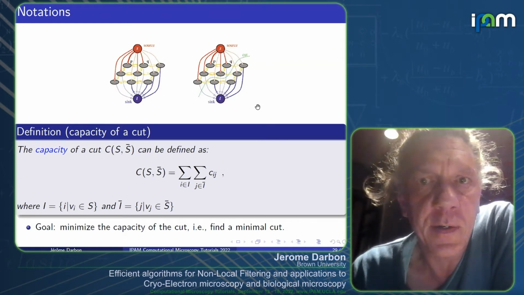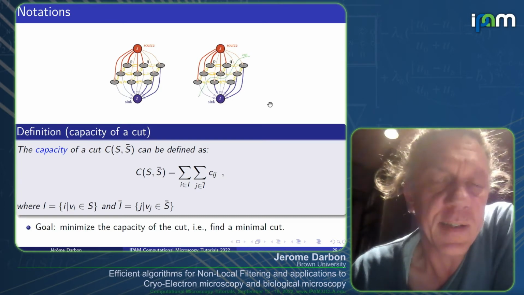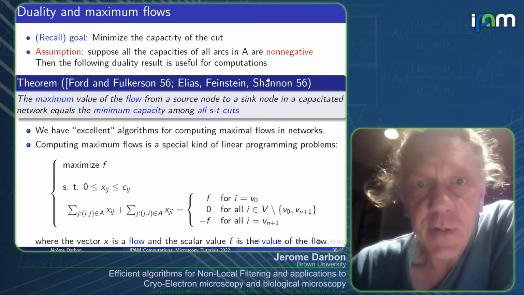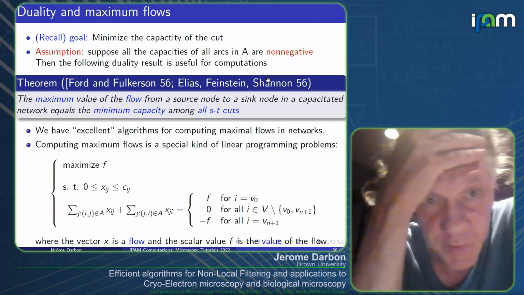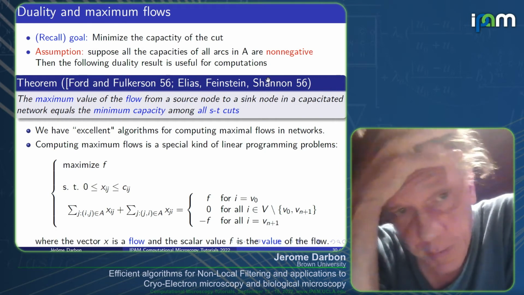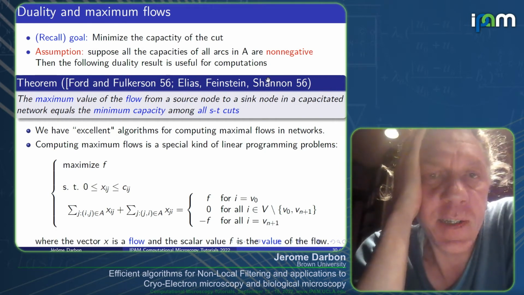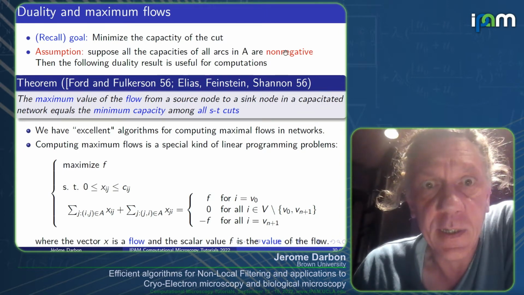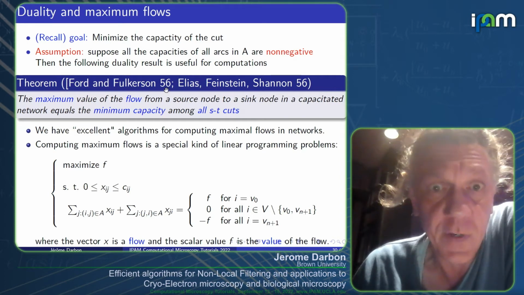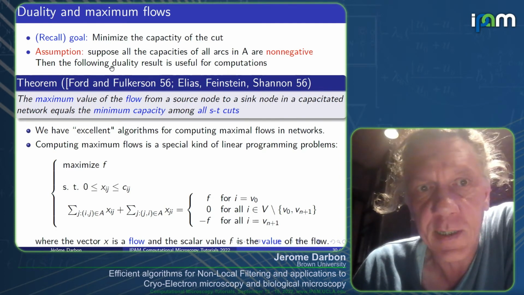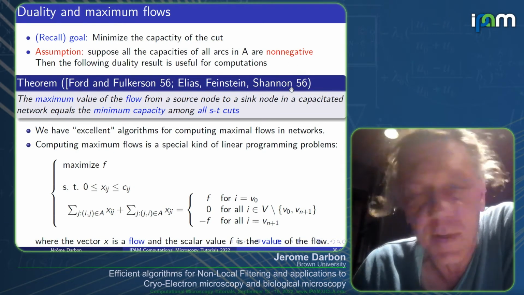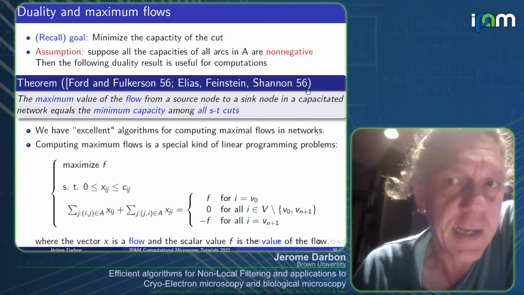So far, this is a graph theoretical problem, and let's see what we can do. Well, you have the following famous result in graph theory that tells you that if all the capacities in the graph are non-negative, then you have a duality theoretical result due to Ford and Fulkerson. This is essentially what you read in textbooks in graph theory, but it turns out that Shannon and his co-authors developed exactly the same result the same year, but most people forgot.